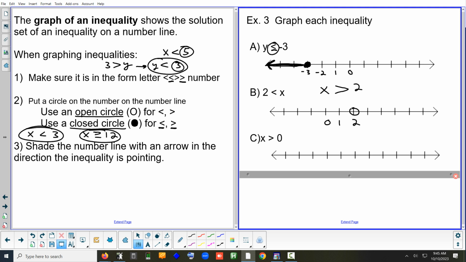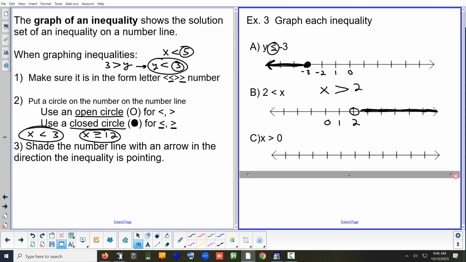And then the last step, we have to shade the number line in the direction it's pointing. That only works if you do step 1. Okay. We did step 1. So which way am I going to shade from the 2? Right. Yep, I'm going to shade to the right.